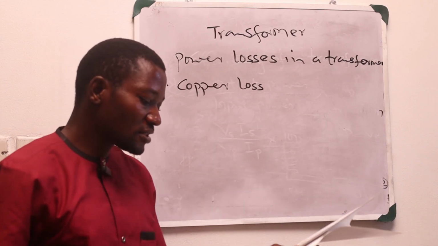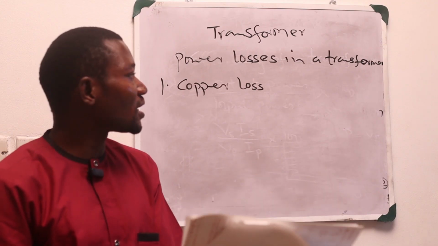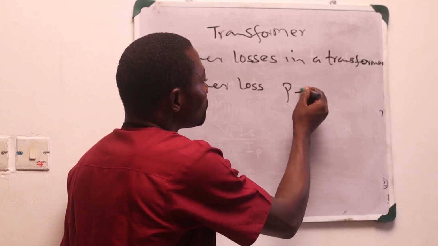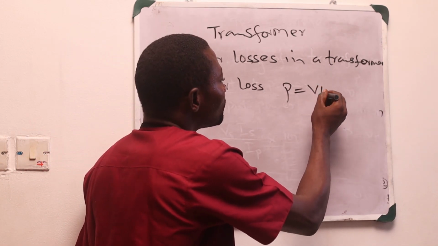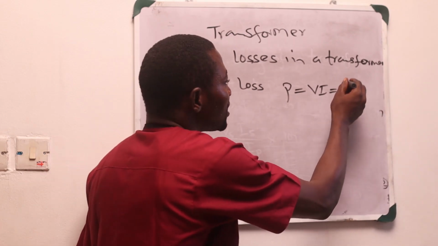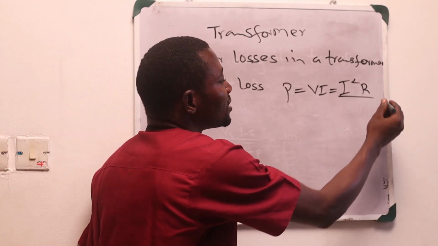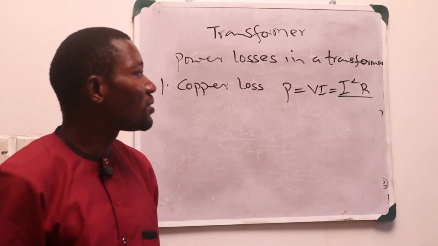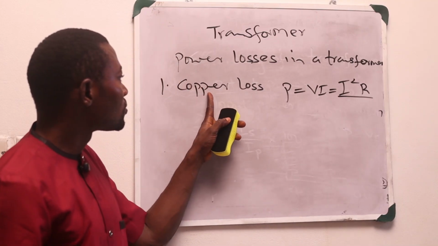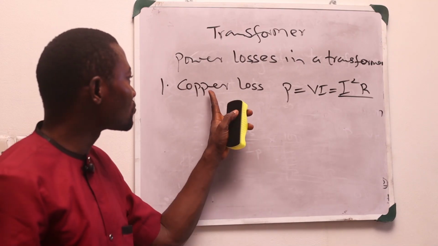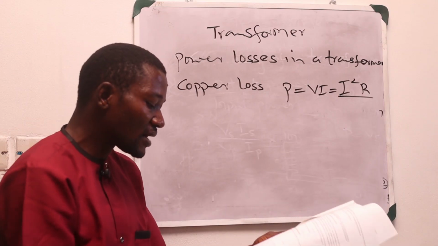In the copper loss, it has to do with the energy lost in form of heat in the transformer. We have earlier seen that power is expressed as voltage times current, which can be expressed as this. So in the process of transmission, power is lost, based on the design of the transformer. So one of the ways in which power is lost, we call it copper loss.